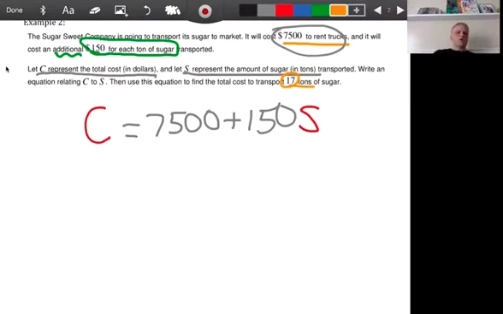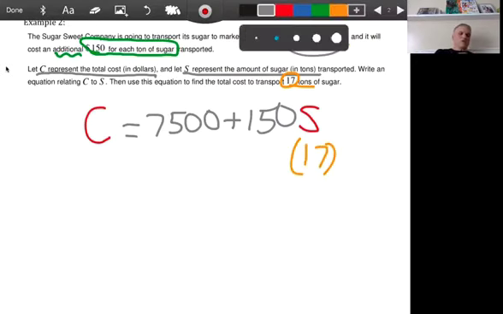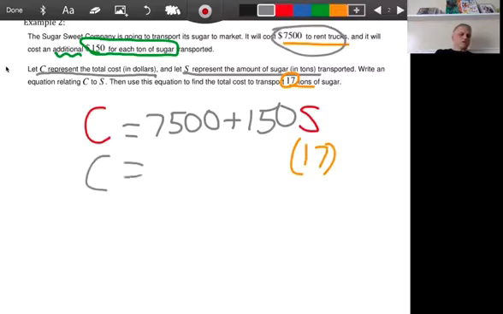Okay, so are we substituting 17 for C or S? Well, if you look up here, it says tons of sugar is represented by S. So let's go ahead and substitute 17 for S. Okay, so my equation is going to look like 7,500 plus 150 times 17.